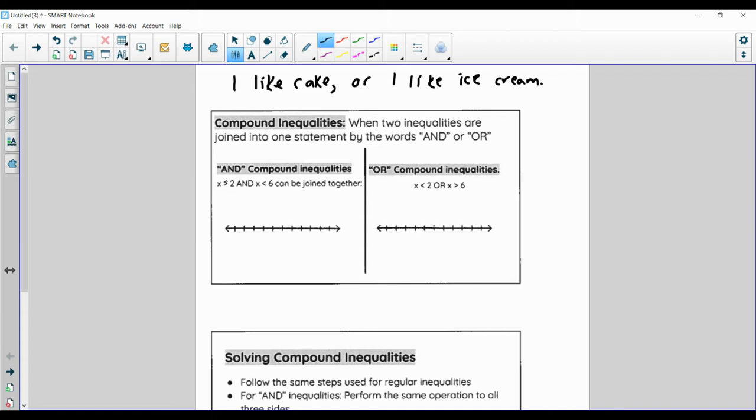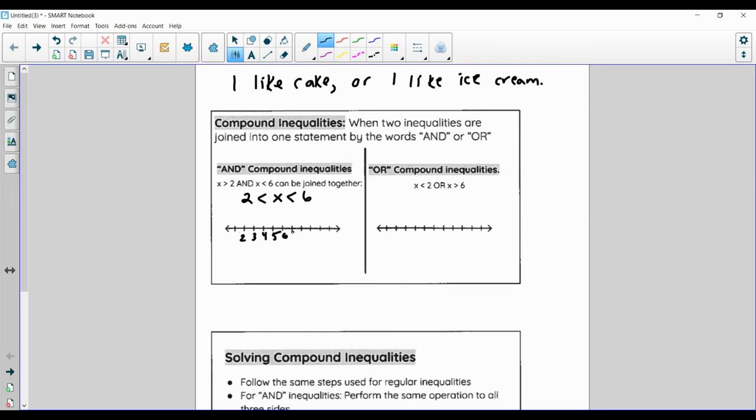So if I have the compound inequality that x has to be a number greater than 2 and it has to be a number that's less than 6, I can write that as a single inequality. 2 is less than x. I just flipped it around. And x is less than 6. On a number line, 3, 4, 5 are numbers that would apply to this inequality because the number 3, for instance, is bigger than 2 and it's also less than 6. Same with the number 4, same with the number 5.